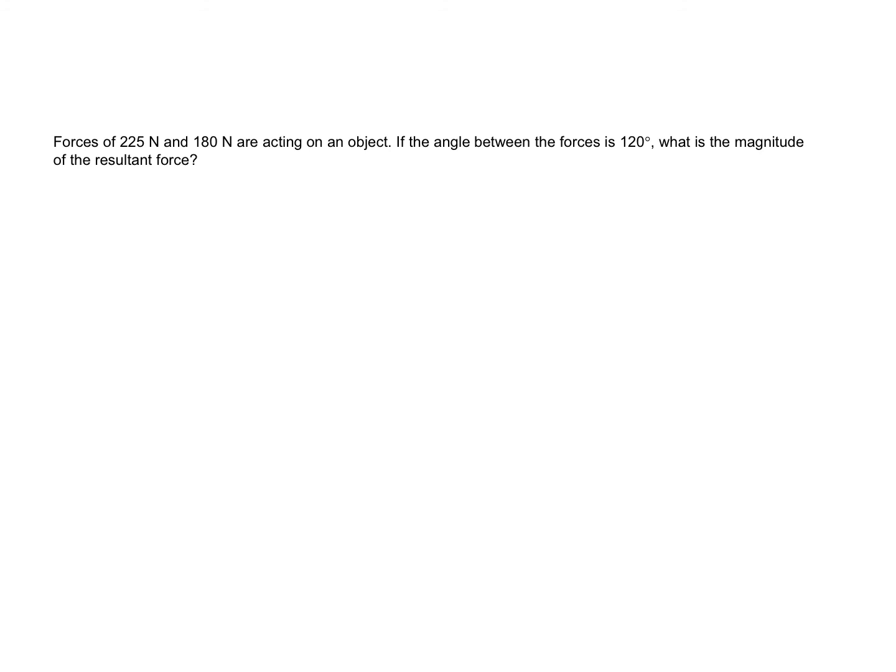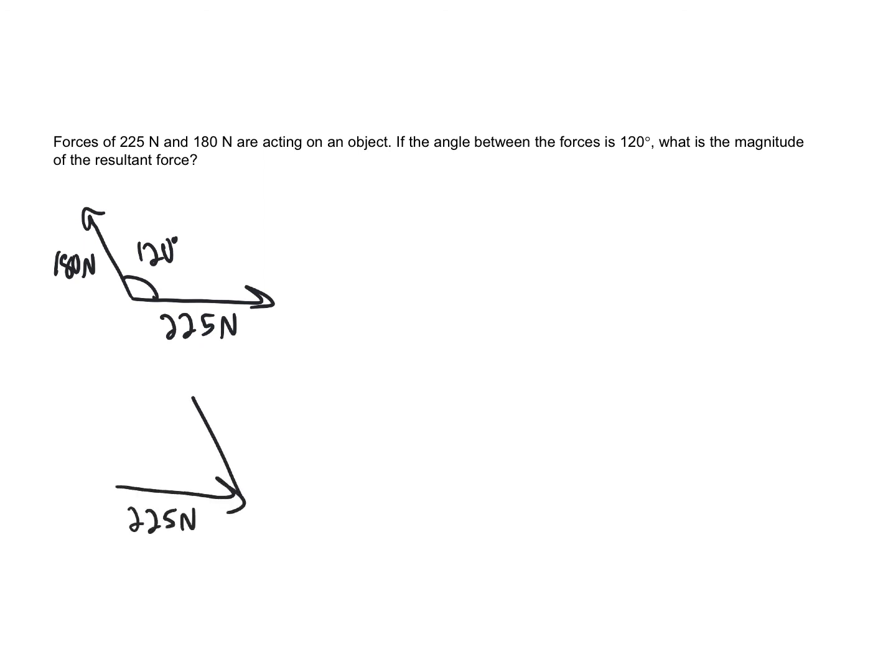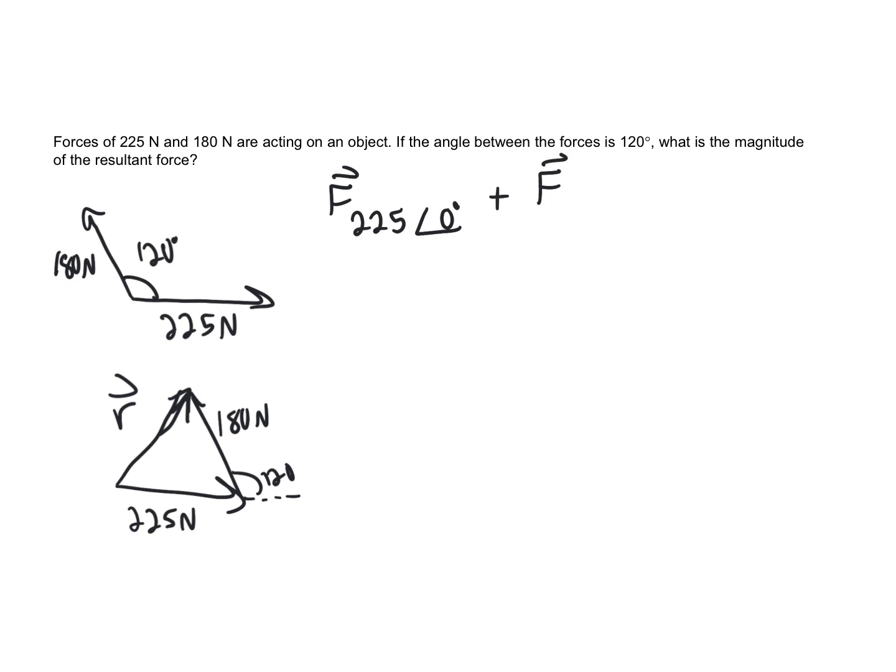Here's another force problem. So we have 225 newtons and we have 180 newtons acting on an object with an angle of 120 degrees between them. Now you could move the 180 newtons over, so you end up with 225 and 180 with your angle here to get your resultant vector and figure that out. But when we're just going to use components, it's just as easy to turn this into the force vector of 225, set at angle 0, plus the force vector of 180 at 120 degrees.